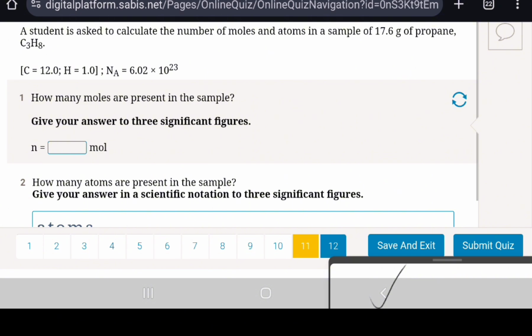For this question, we first of all do 17.6 divided by 44 because they're asking for the moles, and then the mass is 17.6 divided by 44, which is the molar mass of propane. It's 0.4.